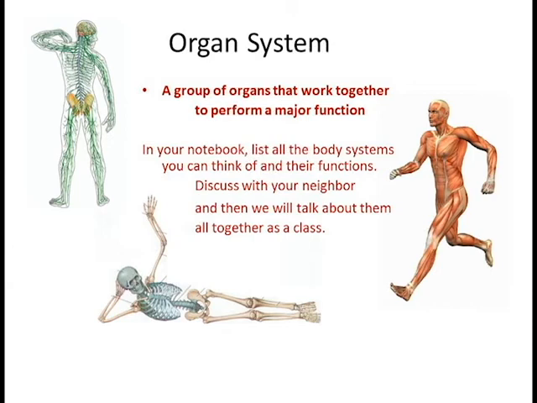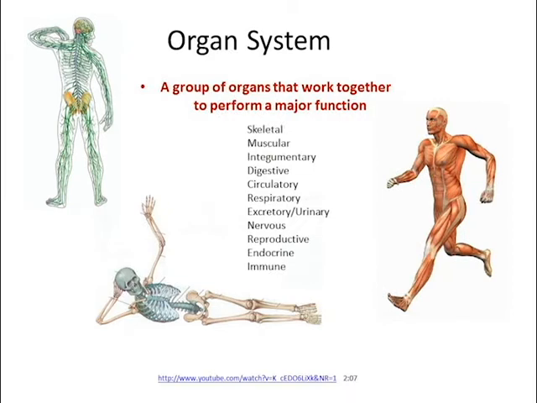So an organ system is a group of organs that work together to perform a major body function, a major life function. And here's our list, and we're going to go through them, just an introduction one by one, and then we're going to dive into each one of them a little bit more as we go on later on. So a group of organs that work together to perform a major function: skeletal system, muscular system, integumentary system, digestive system, circulatory system, respiratory system, excretory system and urinary system, nervous system, reproductive system, the endocrine system, and the immune system.